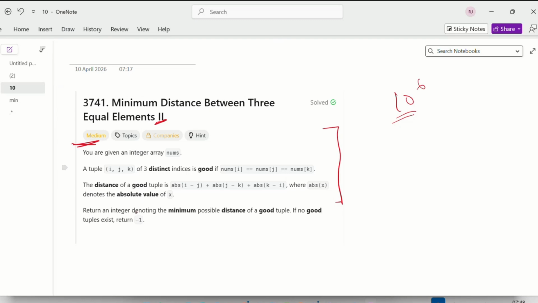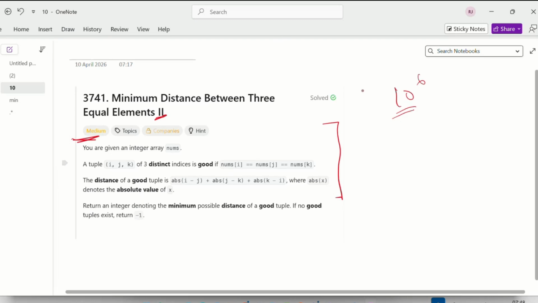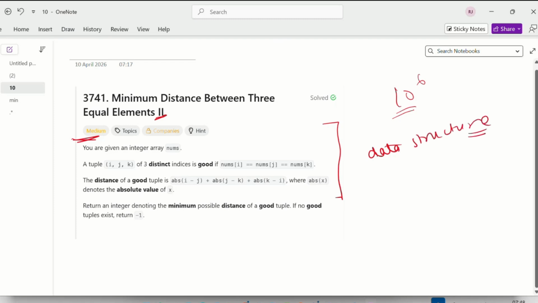So what we can do in this question is we notice that we need to find indices with the same value, that is, the array values should be the same. So for the same value, which data structure should we use? Same value or same frequency we need to find, so we will use a map. So in this case also we can use a map.